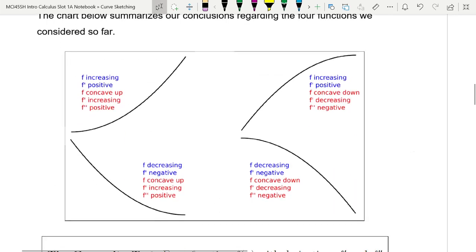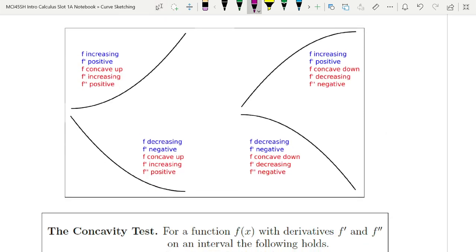Here's a nice little chart that summarizes the characteristics of these things. So on this guy here, we'd call that concave up. The function itself is increasing. Its derivative would always be positive because it's increasing in its slope as you go. And since the slope is increasing, the derivative of the derivative would be positive. Now this guy is also an increasing function, so its slope is positive, but it's concave down, which means that its slope is getting smaller the further you go, which would mean that the slope of the slope would turn out negative.